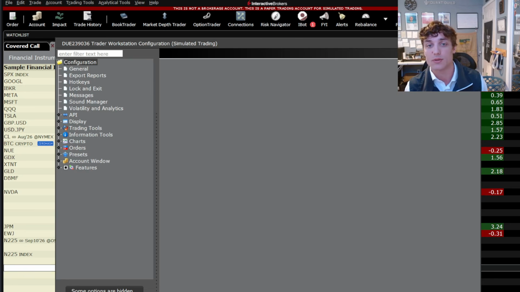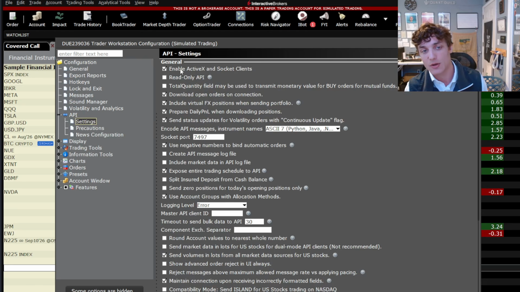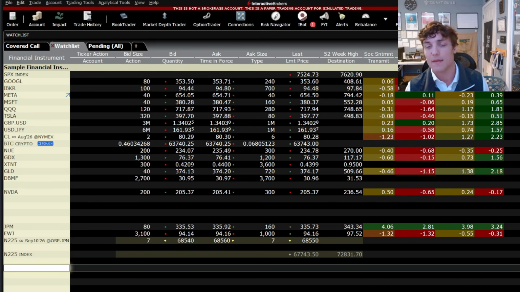You head on over to Settings, you go over to API Settings, and you're going to want to enable ActiveX and Socket clients and disable the read-only API. If you're on the paper trader, you're going to be on port 7497. If you're on your live account, it will be port 7496. You're just going to have to make the change in the script depending on what port you are running on. Once you're ready, click apply and OK, and then you'll be ready to go ahead and run the script.